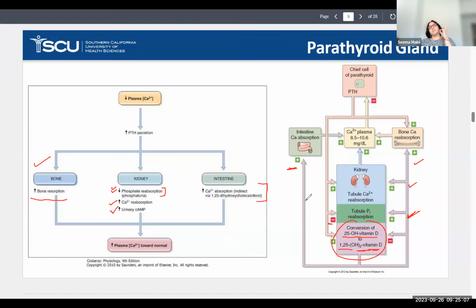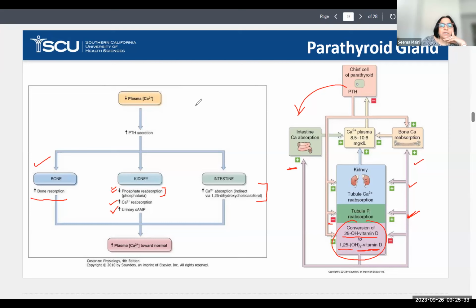Now, calcium ion absorption from the intestine is not a function of parathyroid hormone. Parathyroid hormone has no direct effect on intestinal absorption of calcium ions. It does affect absorption of calcium ions from the kidney tubules, but indirectly, through vitamin D, it causes calcium reabsorption.